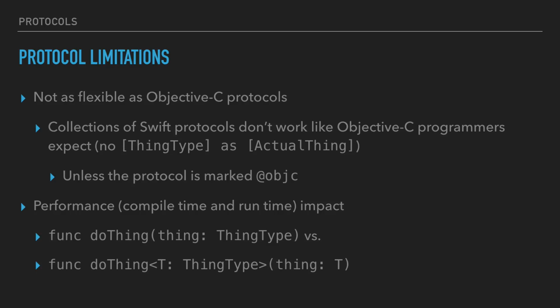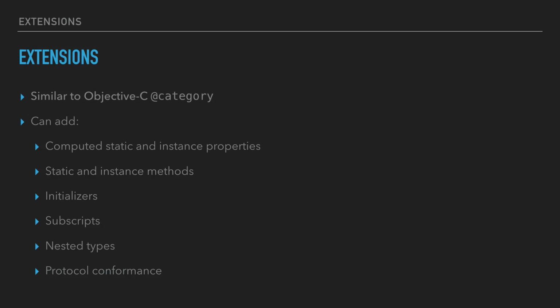You can get some of this back by defining parameters that are generic, that conform to protocols, rather than just having a function that takes a protocol, because that way the compiler will know that you're maintaining the full type information that comes into that function. And we'll see that the power of protocols really comes to the foreground when we talk about extensions.